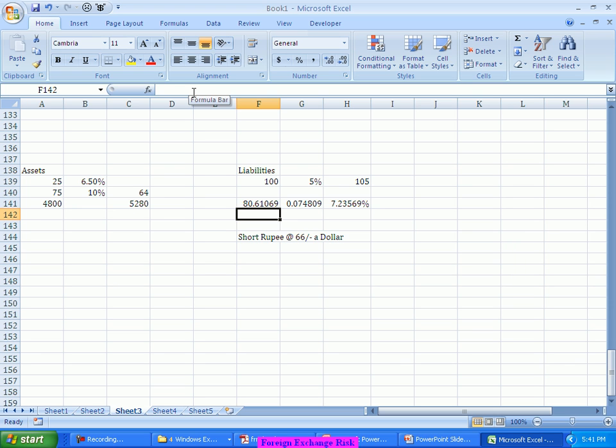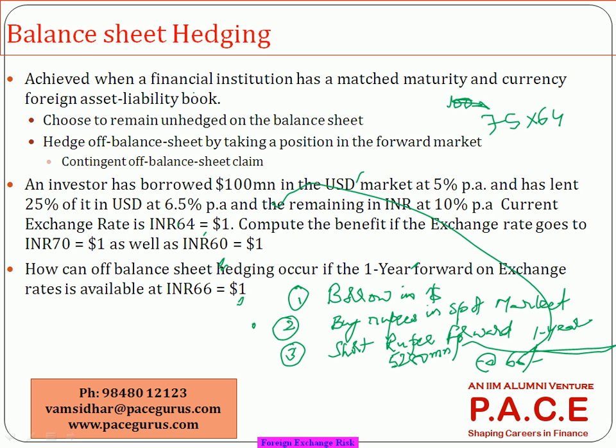So on the balance sheet, they are still 25 and 75 in two different currencies, 100 here. But in the foreign exchange market, I am trying to do the hedging in the appropriate position. This is what we call off balance sheet hedging. So this is how we can create the hedging part, wherein you can mitigate your risk.